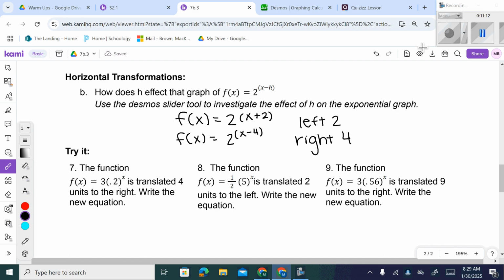Okay. Is there any k on these? Is there a plus anything out here or minus anything out here? No. So are these moving up or down? No. Is there a plus anything right here? No. Okay. All right.